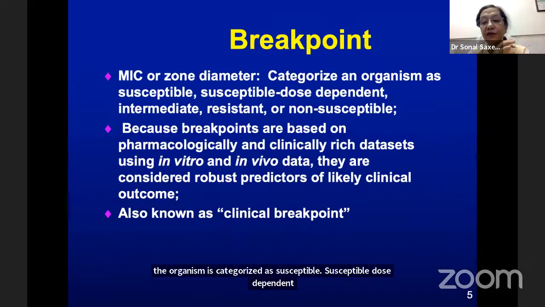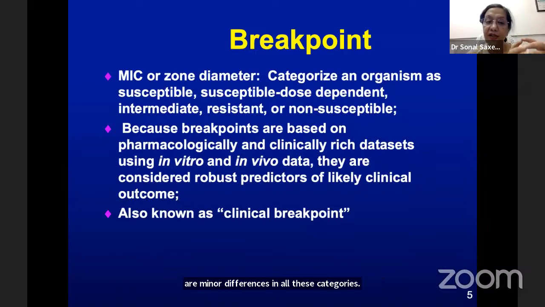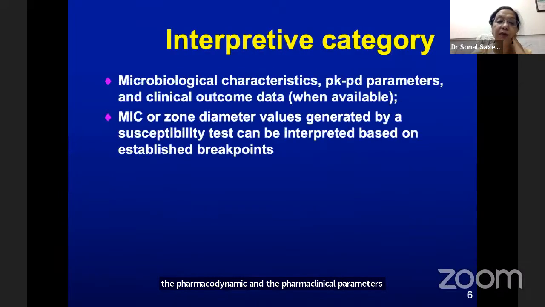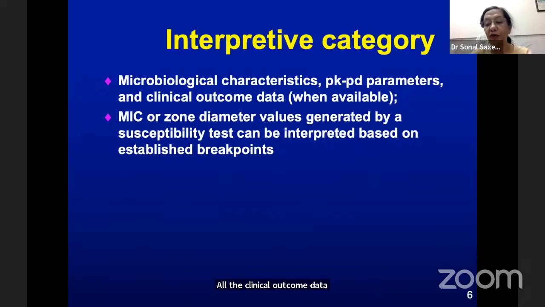And there are minor differences in all these categories. And these actually take into consideration the in vitro, in vivo data for PKPD, the pharmacodynamic and the pharmacoclinical parameters, and that is why they are also known as the clinical breakpoints. So, all the clinical outcome data may not be available for every drug. So, if a drug is new or still in the trial phase, there will be an asterisk which will mention that complete clinical data is not available.